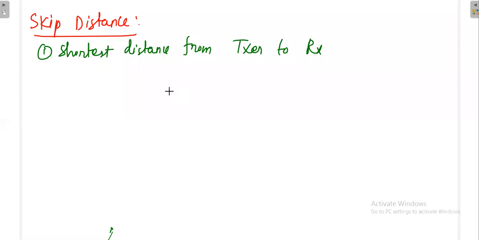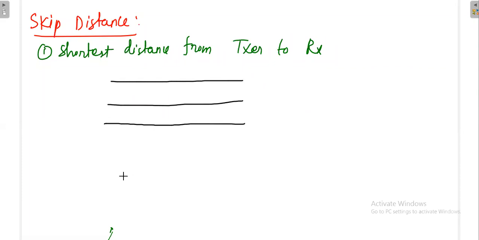Distance from the transmitter to the receiver. Shortest distance from the transmitter to the receiver. Say, for example, if you have a layer like this, now my transmitter is here, and the receiver is here.